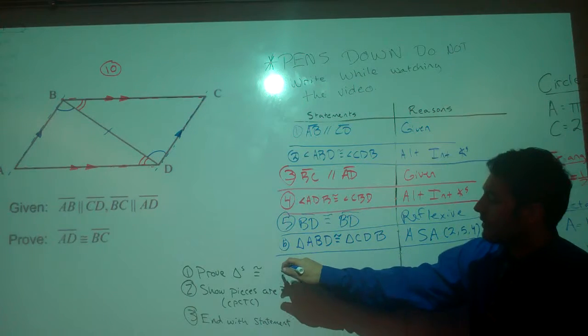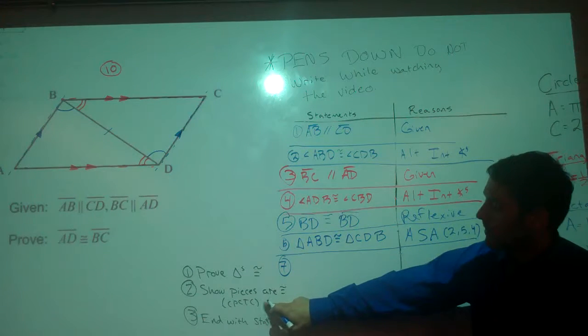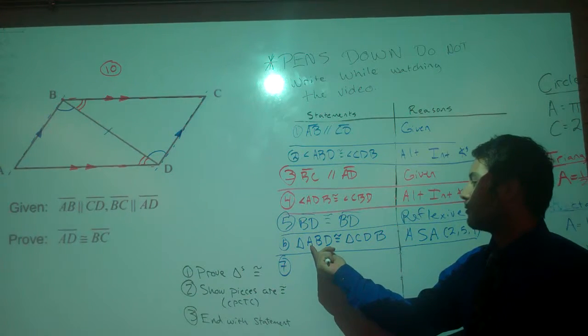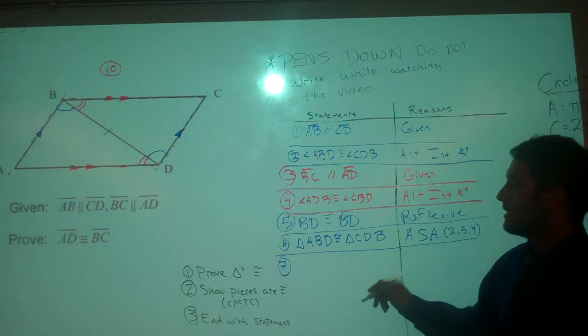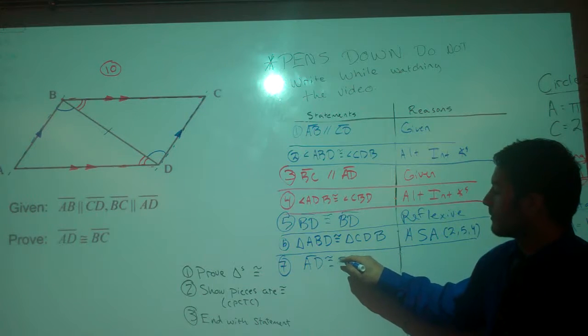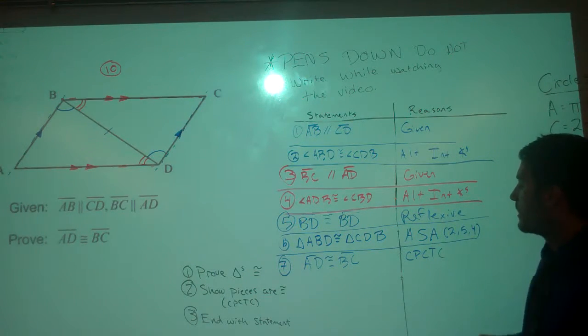From this piece, I can then say, if the triangles are congruent, the pieces have to be the same too. Side AD, which is the first and the last in this proof, is the same as BC, which is the first and the last in this proof. These are congruent by CPCTC.